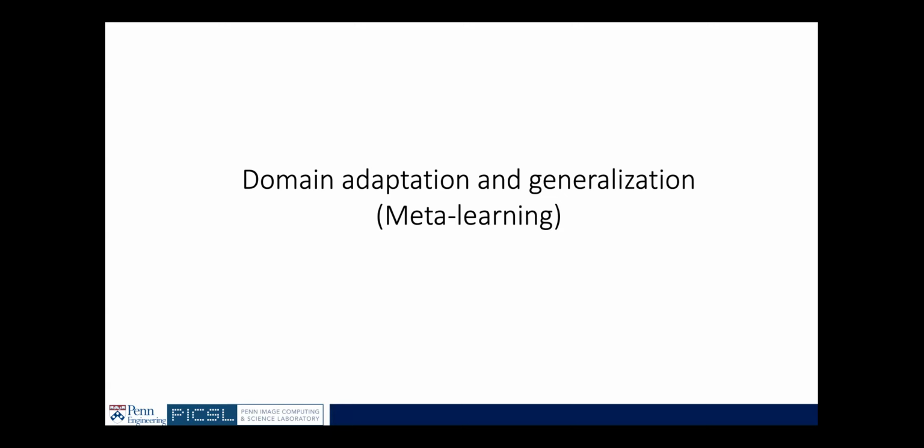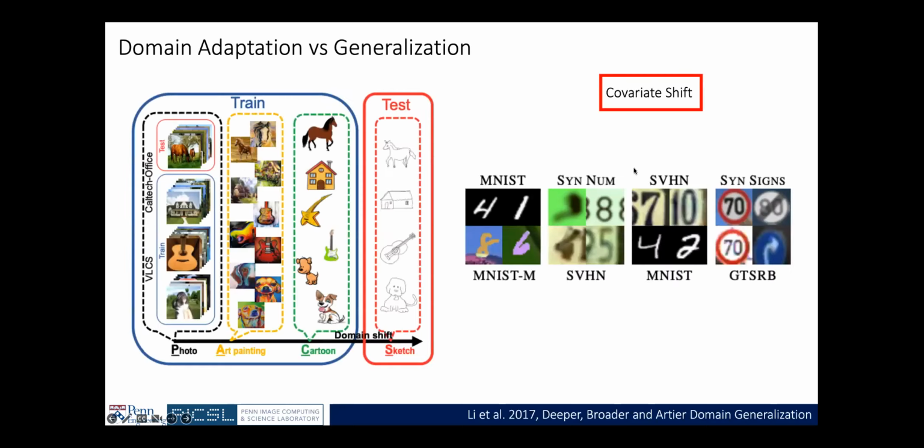So domain adaptation and generalization using meta-learning. So just to set the stage on what the problem is. If you focus on the figure on the left, right? So let's see, your task over here is to classify different objects, horse, house, guitar, dogs, right? So the task is a classification task, right? But the thing that you notice over here is that at training time, you get a bunch of data which you don't see at test time, right?